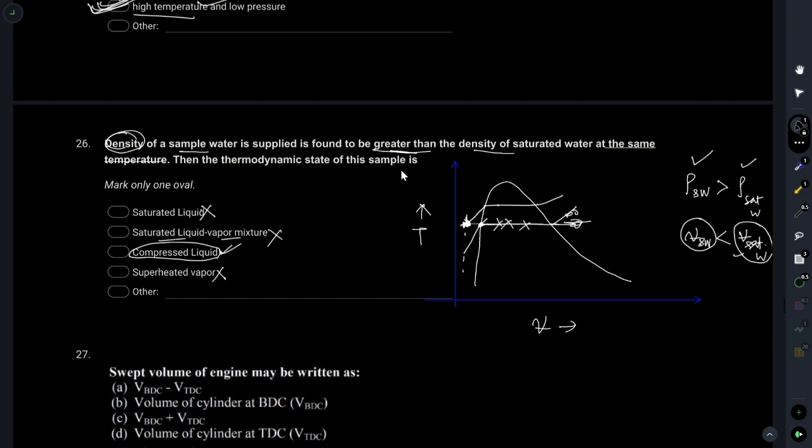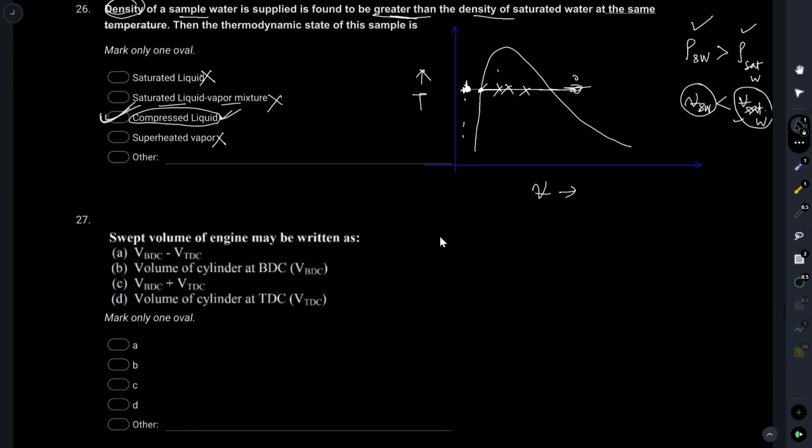Hope it is understandable. So here the answer will be this one, compressed liquid. Option C will be the correct answer. Okay, moving further.